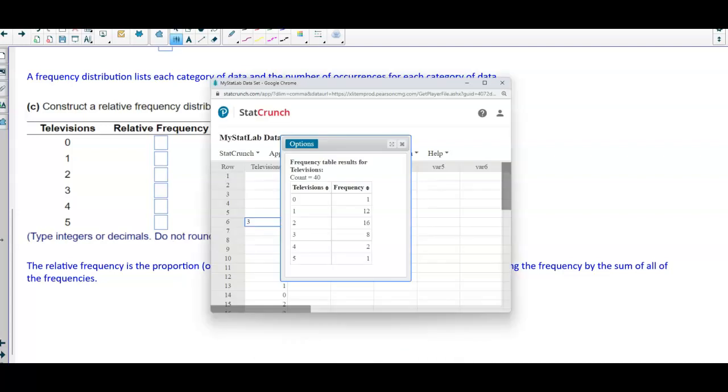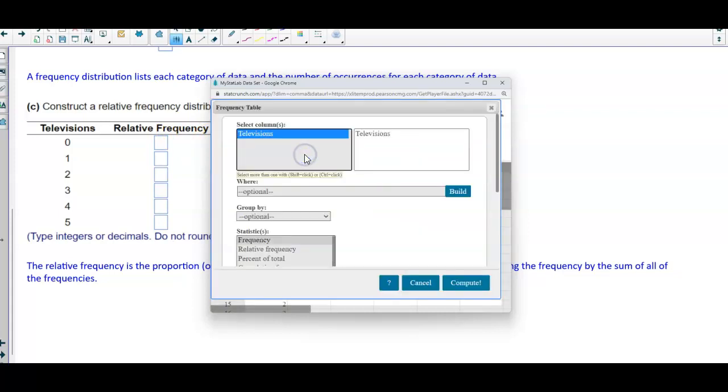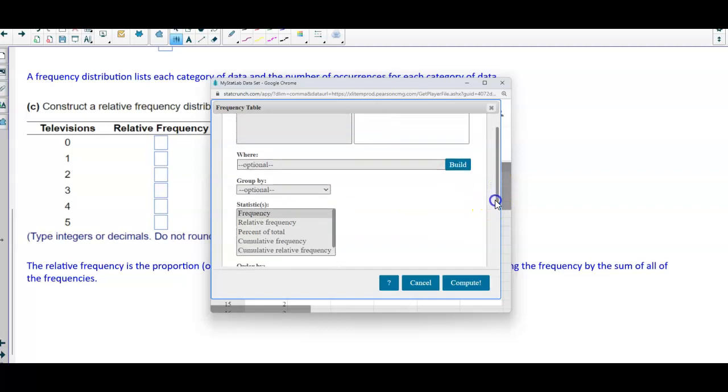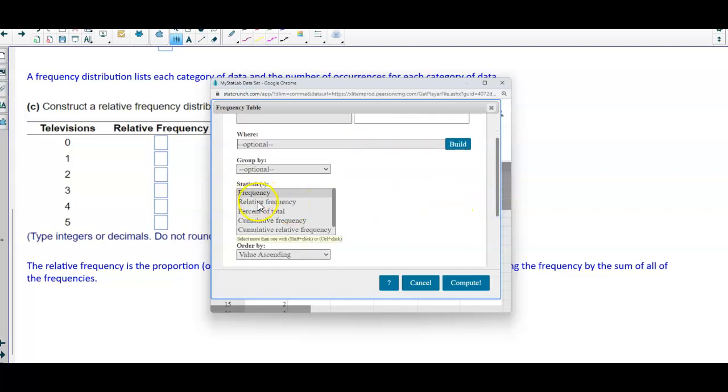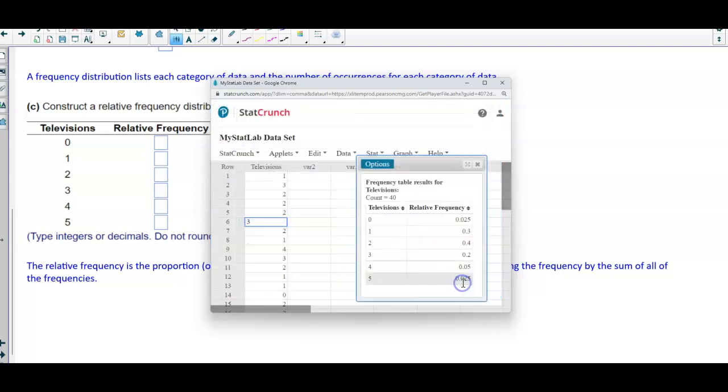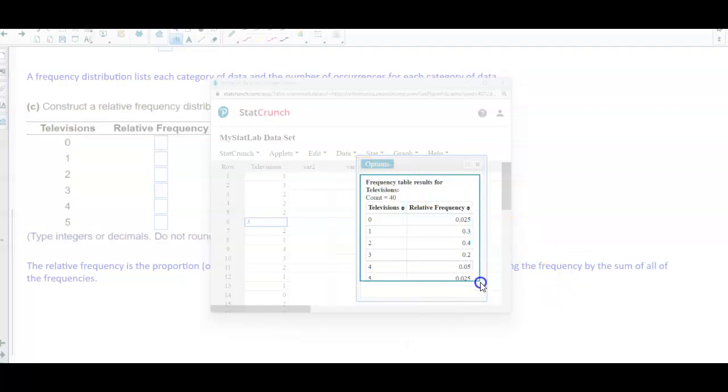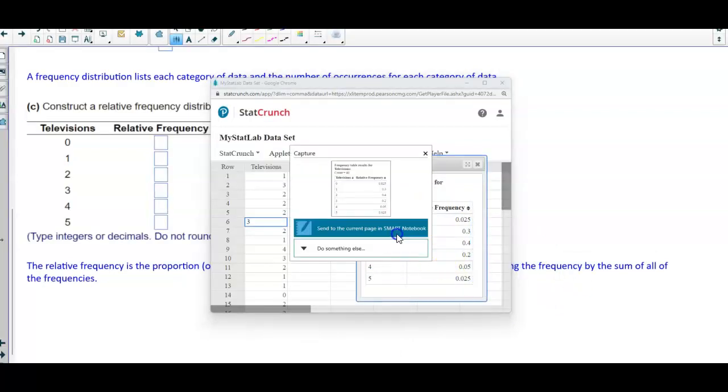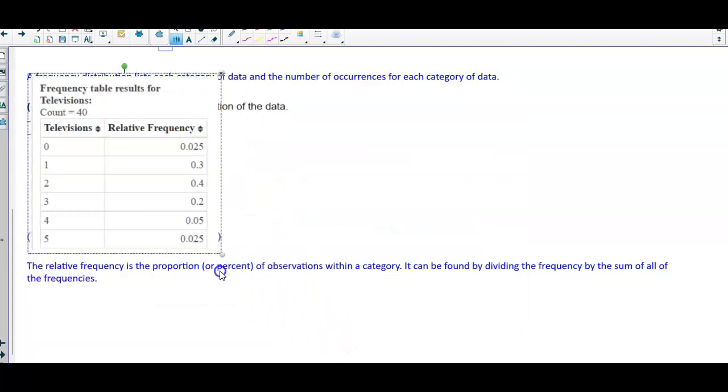So let's open up StatCrunch again. One way of doing this is to find a relative frequency. We can select Options and then go to Edit. Now, instead of finding the frequency, we want to select the relative frequency. Then we're going to select Compute. Let's go ahead and copy this table into our data set.